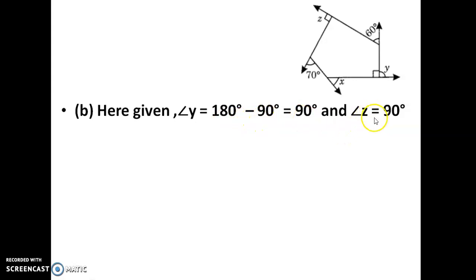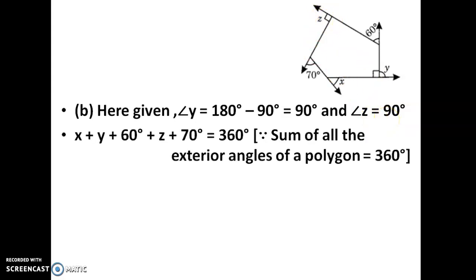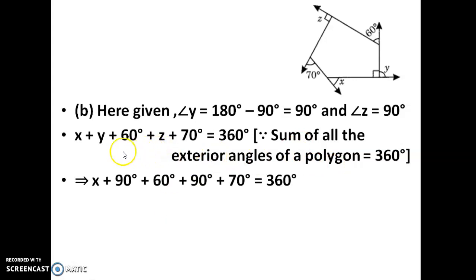Okay, then z is equal to 90 degrees. Here only the symbol is given, but 90 degrees is not written, so we can write 90 degrees. Okay, so the only unknown is x now. So x plus y plus 60 plus z plus 70 equals 360 degrees. Why? Because the sum of all the exterior angles of a polygon equals 360 degrees. So now substitute the values for y and z. So only x is unknown.